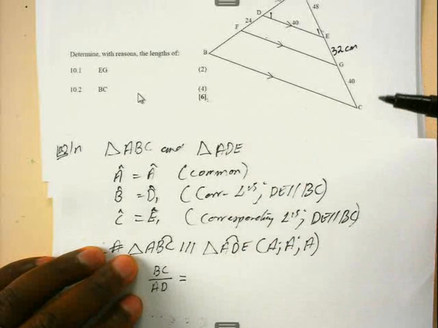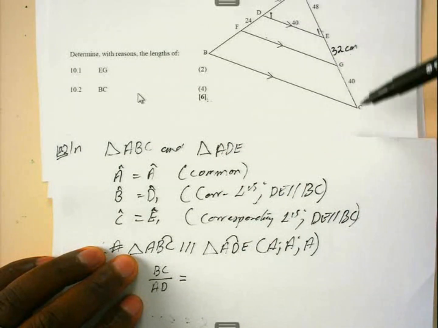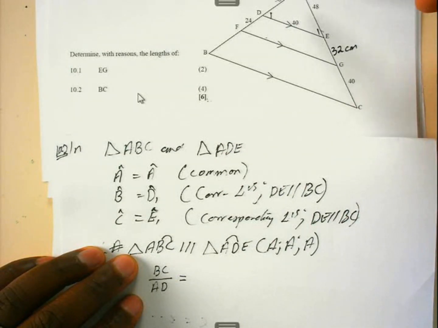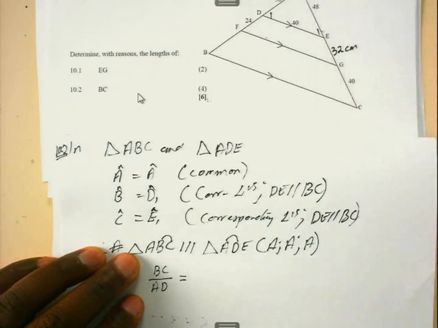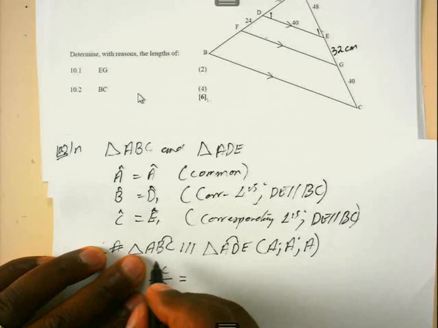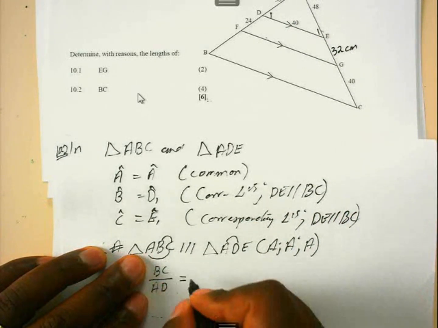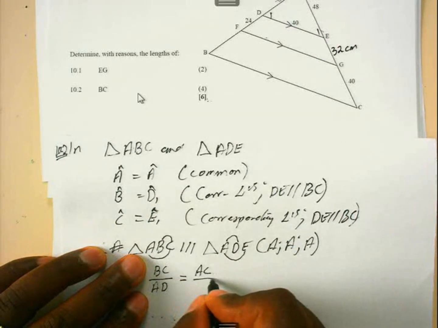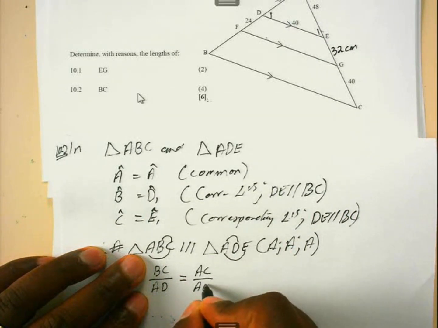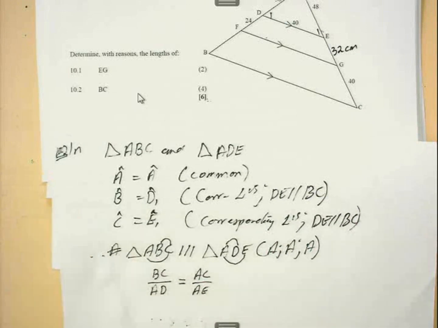Again, we know AE, and we also know AC. Therefore, you can say AC, on this side you take AC. If you take AC, you'll take AE here, over AE, because the two triangles are similar. If they are similar, it means their corresponding sides are proportional.